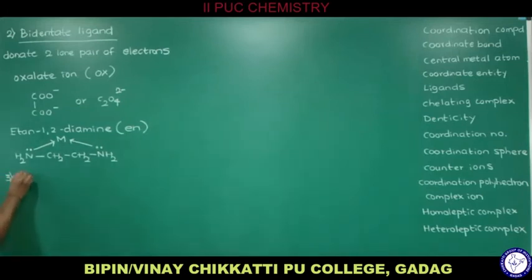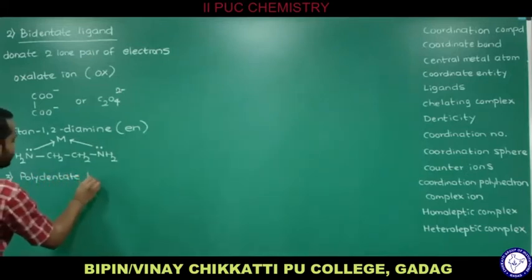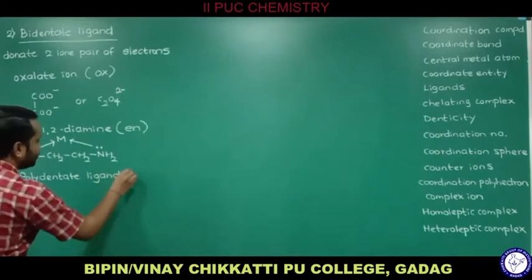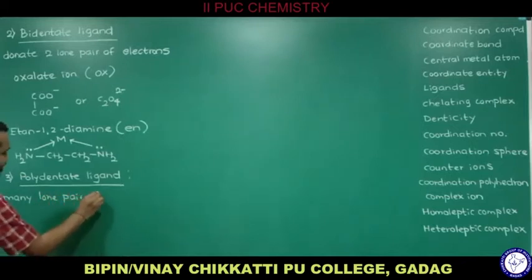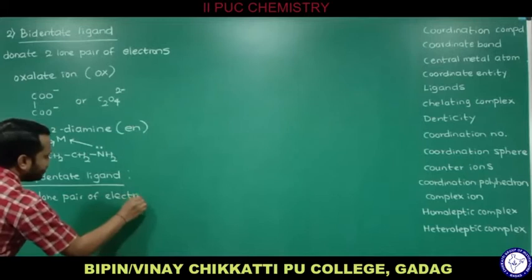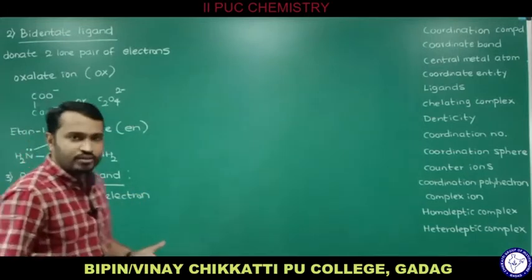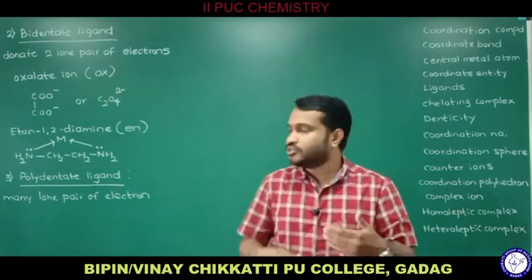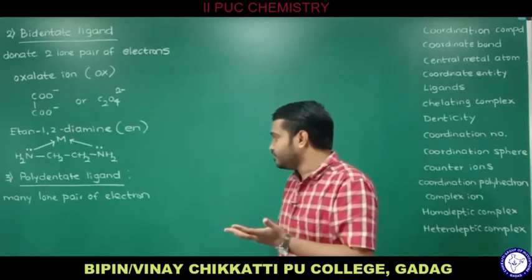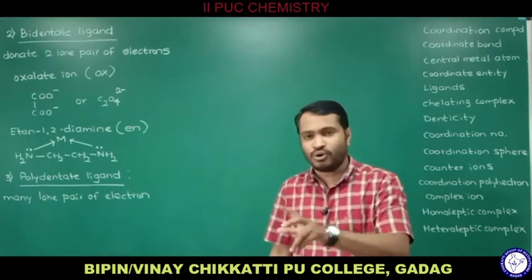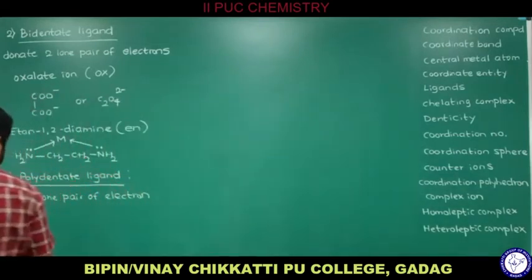Third type, polydentate ligand. So the third one we'll see is polydentate ligand. As the name indicates, these ligands are going to donate many lone pair of electrons, or in a sense, more than two lone pair of electrons. Any molecule or ion that donates many lone pairs belongs to polydentate ligand. Poly stands for many. Many lone pairs of electrons are donated to the central metal atom through coordinate bonds to form a coordination complex. So we'll see one example.